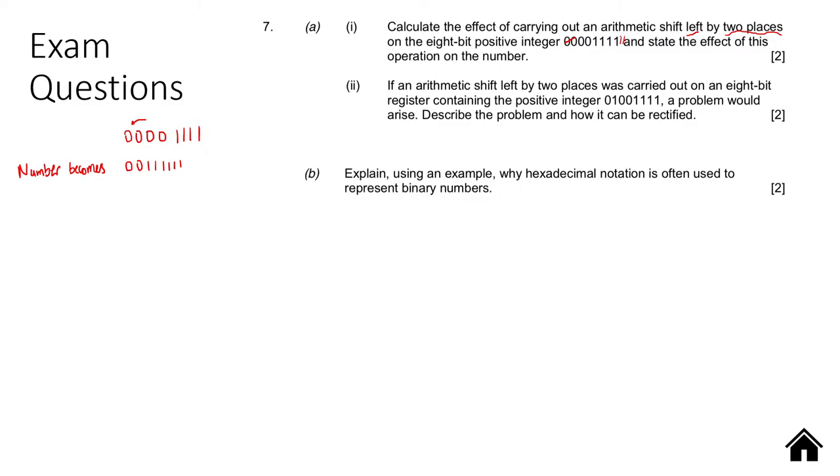If the arithmetic shift left by two places was carried out, and then for the second one, if an arithmetic shift left by two places was carried out on an 8-bit register containing the positive integer, on this one, a problem would arise. Describe the problem and how it could be rectified.